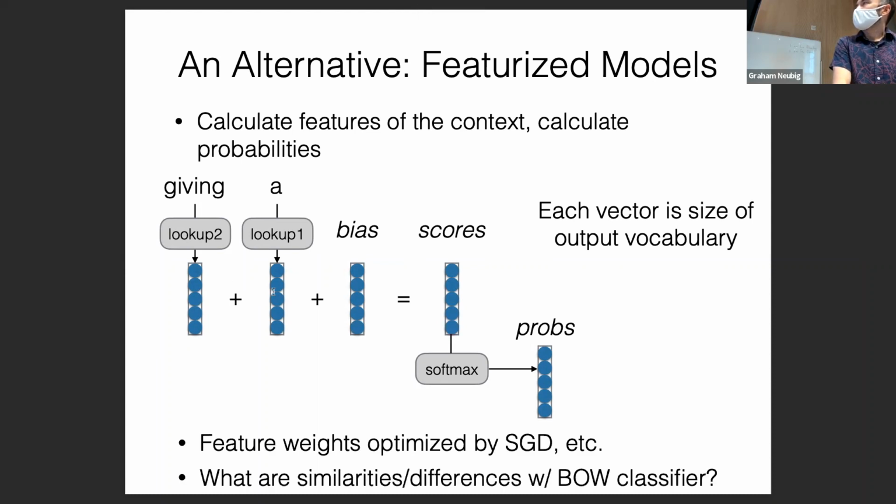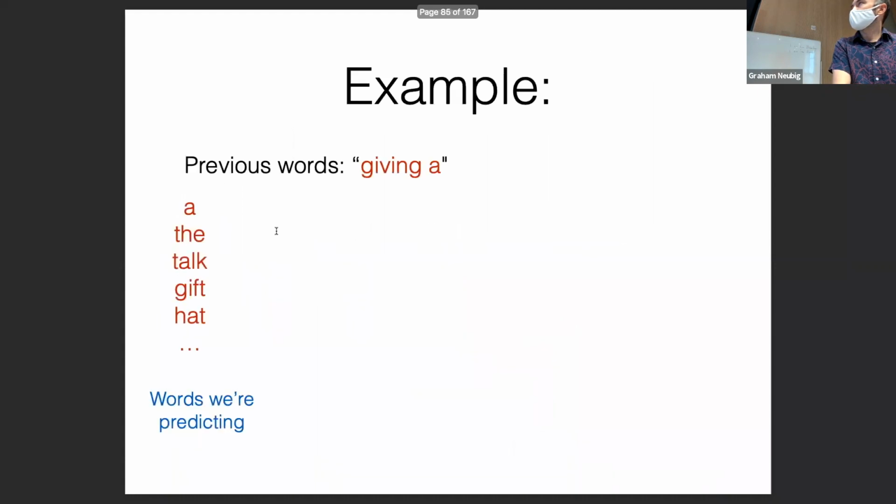If we think about it, this is a lot like the bag of words classifier that we talked about before. The main difference is that the bag of words classifier had a single feature for each word in the sentence. Here we have different features for each position of the word in the sentence. So essentially we have a feature corresponding to the fact that we saw "giving" 2 words ago and "a" 1 word ago.